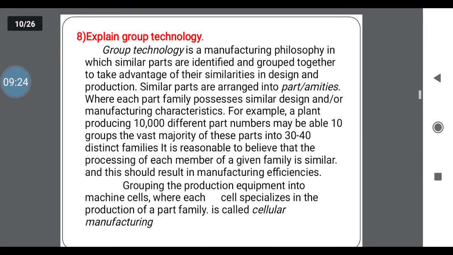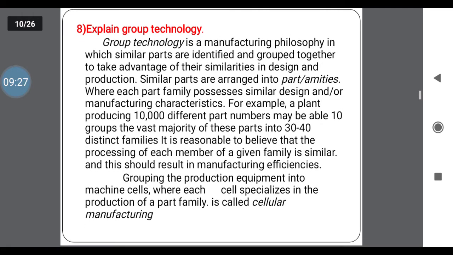Next, explain the group technology. I already know the definition of group technology. It is a manufacturing philosophy in which similar parts are identified and grouped. First, identify the similar parts in your design and make them one particular group. After making a group, analyze the different codes for each group and go for working. Here again we use cellular manufacturing.